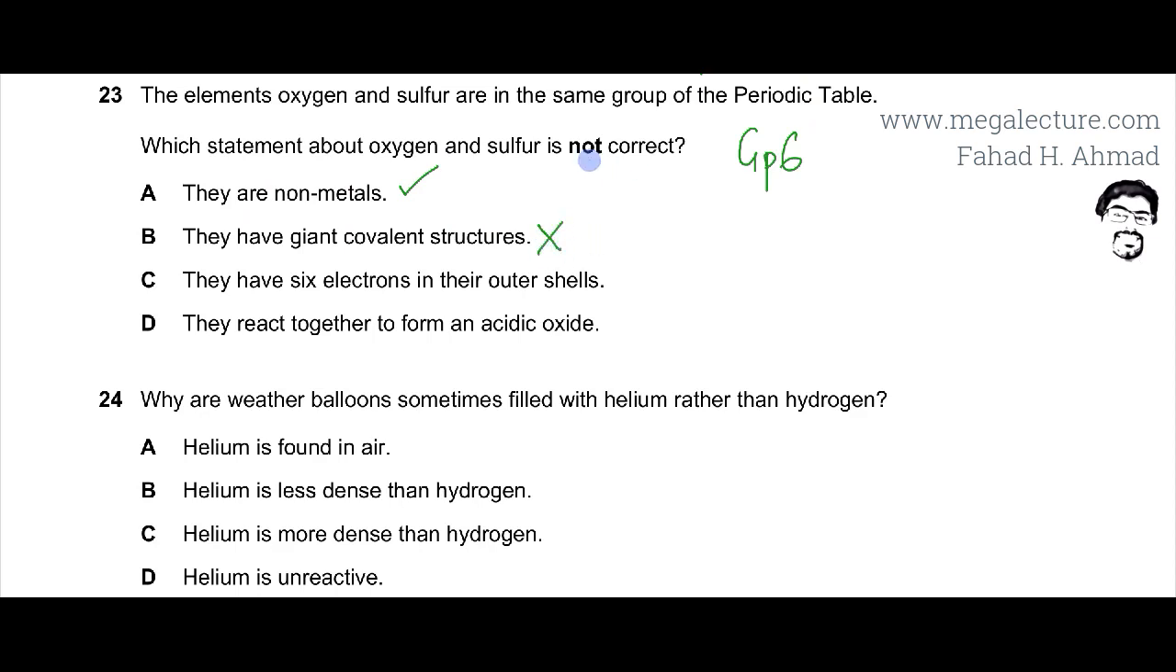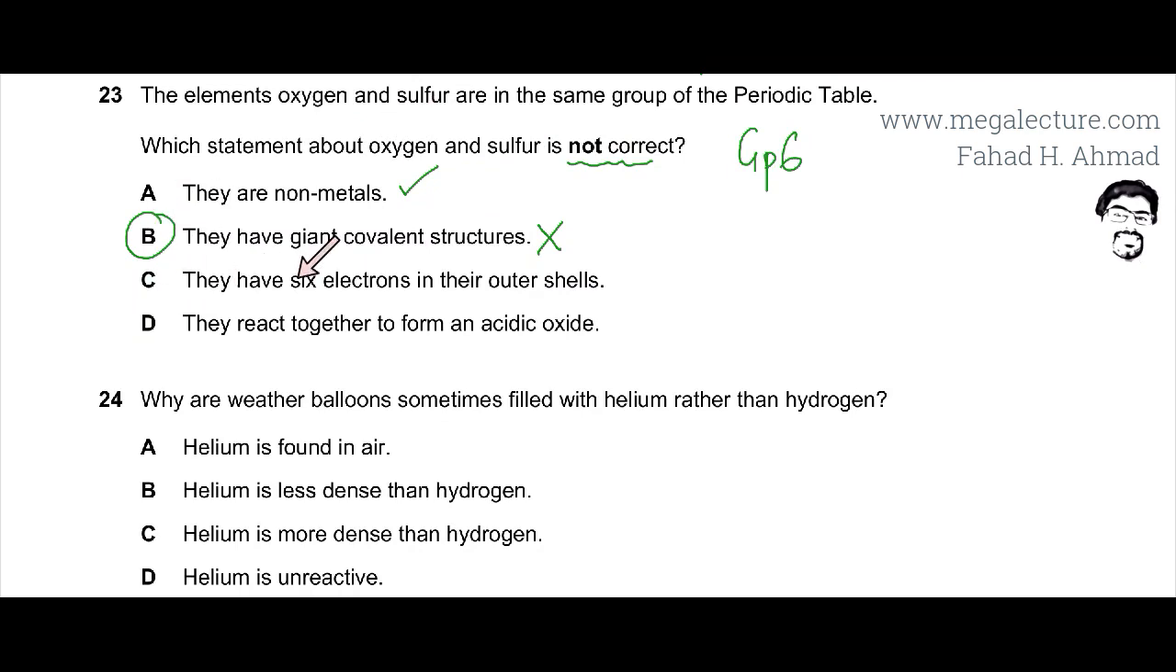So since we were looking for the not correct statement, they don't have giant covalent structures. So this statement is the one that is not correct. Remember the giant covalent structures, carbon, diamond and graphite, that's in group 4. And silicon dioxide, that is also in group 4. So group 6 elements are not forming giant covalent structures, not oxygen and sulfur. So B is the one that is incorrect.